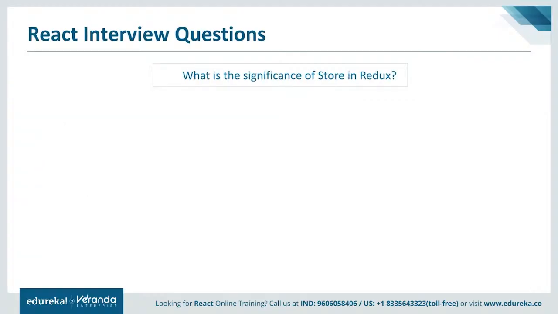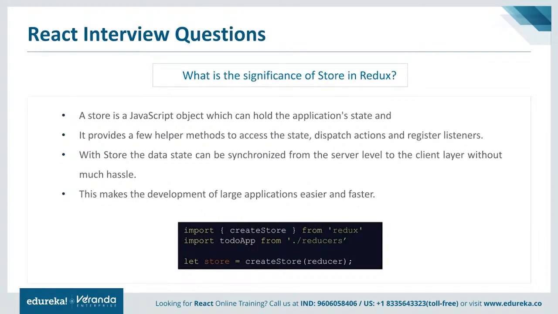What is the significance of a store in Redux? Store, as we all know now, is the single source of truth. It's a JavaScript object that holds the application state. It maintains the state tree of the particular application. That is the store. It provides helper methods to access the state, dispatch actions, and register listeners. With the store, the data state can be synchronized from the server level to the client layer without much hassle. And since it's a single store, a single source of truth, a single place to maintain the state tree of the application, it makes the development of large applications very easy and fast.